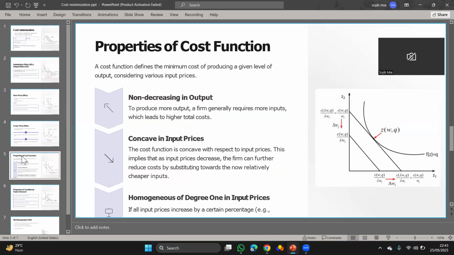Concave in input prices. The cost function is concave with respect to input prices. This implies that as input prices change, the farm can further reduce cost by substituting towards the now relatively cheaper inputs. Homogeneous of degree 1 in input prices. If all input prices double, total cost doubles.